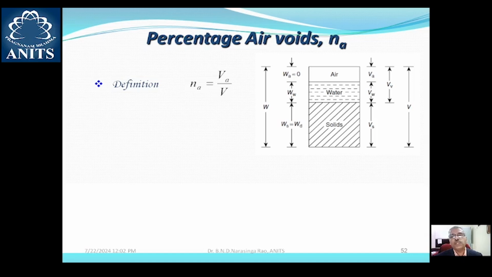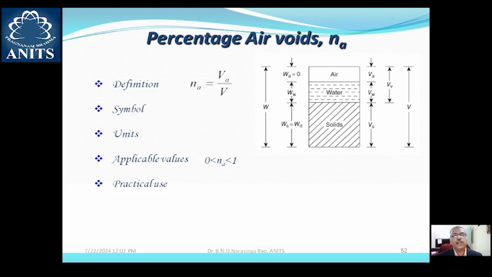Now coming to the percentage air voids, it is defined as the ratio of volume of air to the total volume. The symbol is Na, so Na is Va by V. Note that all volumes are represented by capital V. There are no units. The applicable values are Na is greater than 0. Generally, percentage air voids is referred in the units of percentage, and Na is less than 1 always.